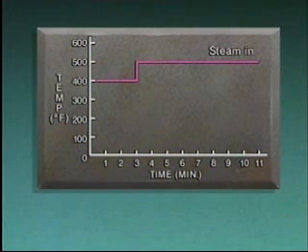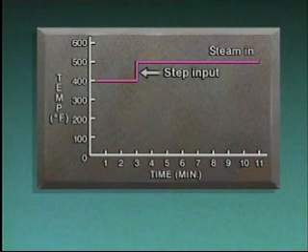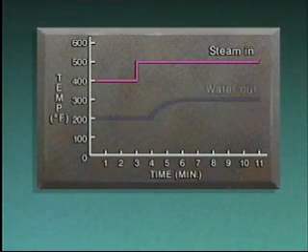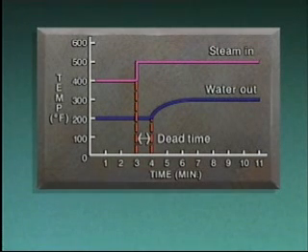When we plot the steam temperature, we see the sudden increase from 400 degrees to 500 degrees. This type of disturbance is commonly called a step input or a step change. When we plot the water temperature, we see that there's a delay between when the steam temperature increased and when the water temperature first started to rise. This delay is called dead time. It can be thought of as the amount of time required to transfer energy from one point to another.